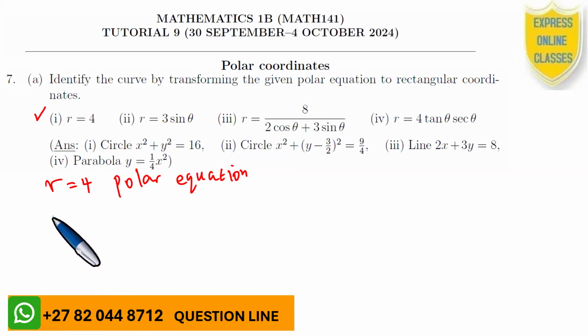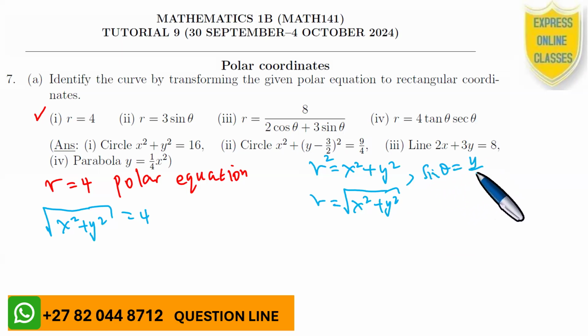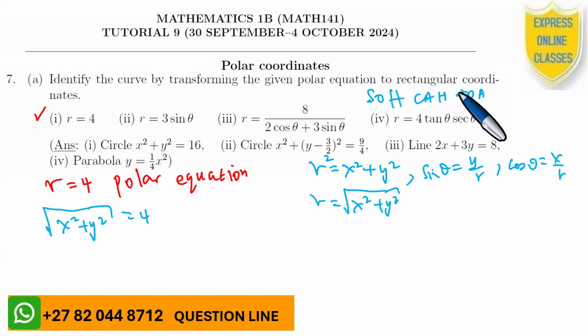You just need to remember that r always is the same as the square root of x squared plus y squared, equals 4. In other words, r squared is x squared plus y squared, or alternatively, r becomes the square root of x squared plus y squared. The sine of theta is opposite over hypotenuse. Cosine theta is adjacent over hypotenuse. And this is consistent with SOHCAHTOA.